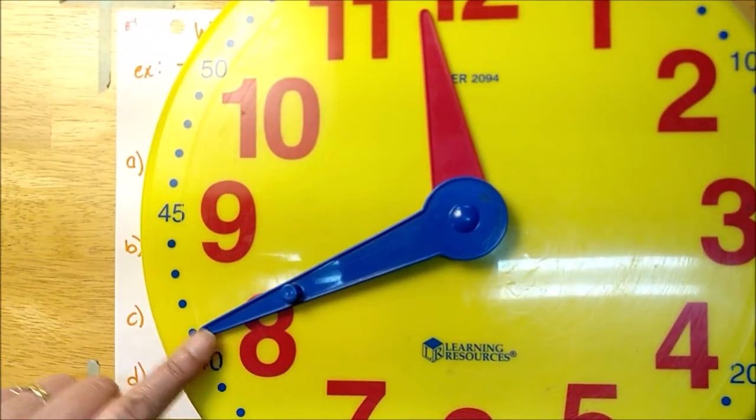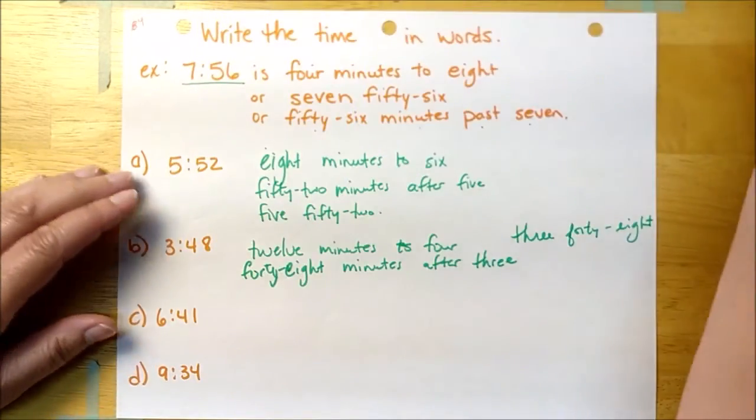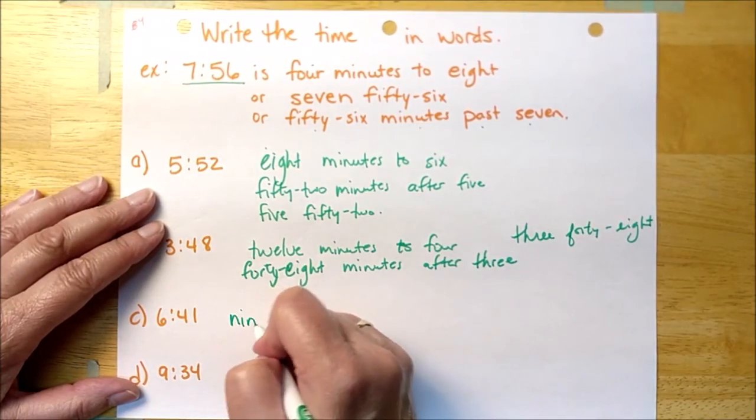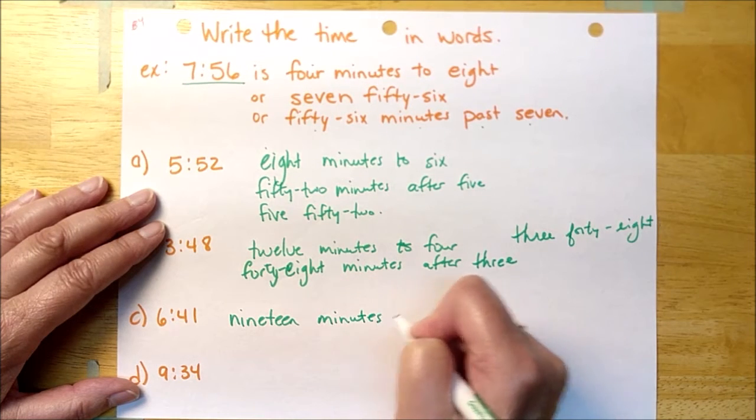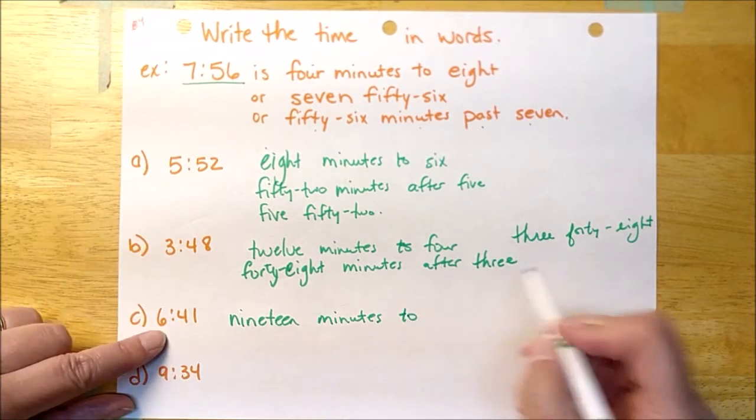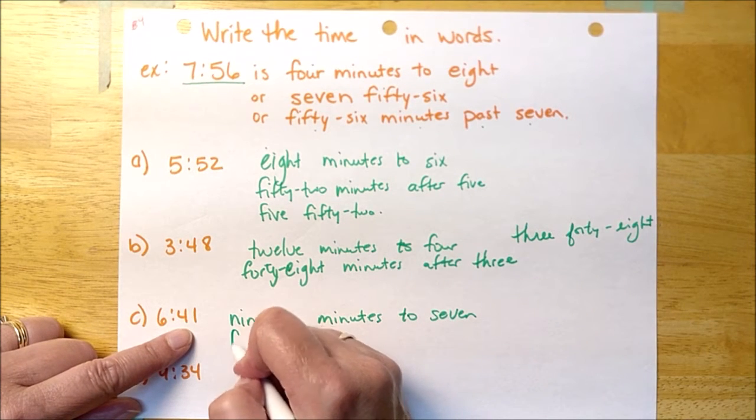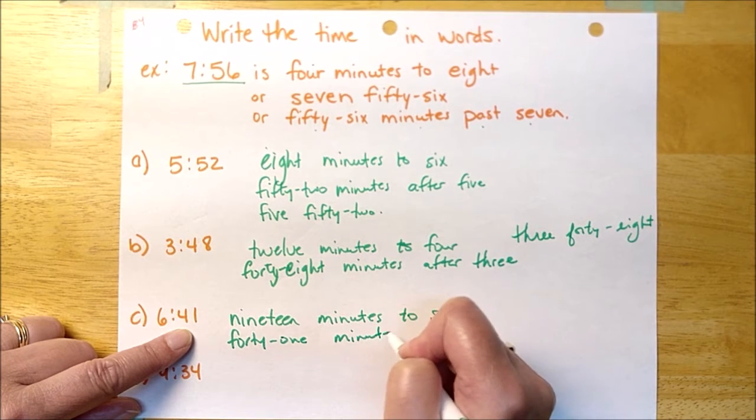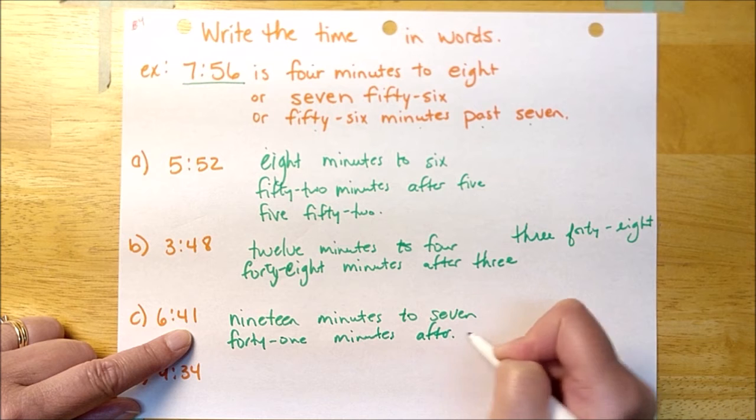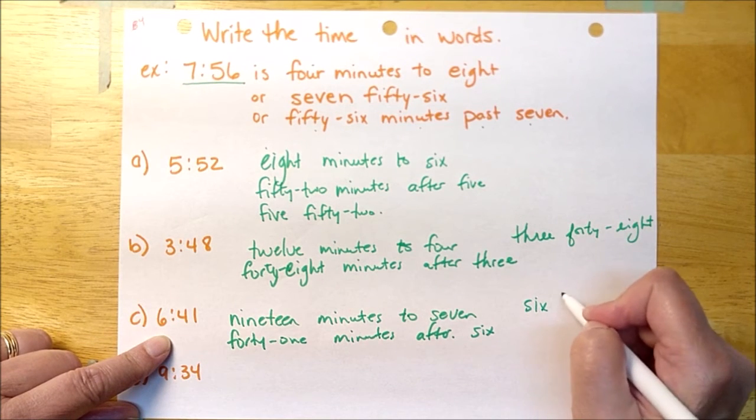Here it's 41, so 40 is what? 41. 5, 10, 15, 16, 17, 18, 19. So that's 19 minutes to, so it's the 6th hour, so it will be almost the 7th hour, so 19 minutes to 7. Or I could say that it is 41 minutes after 6, or I could say it is 6:41.